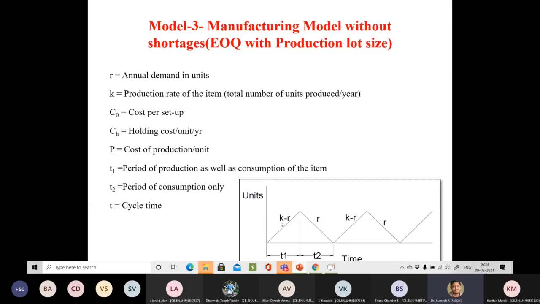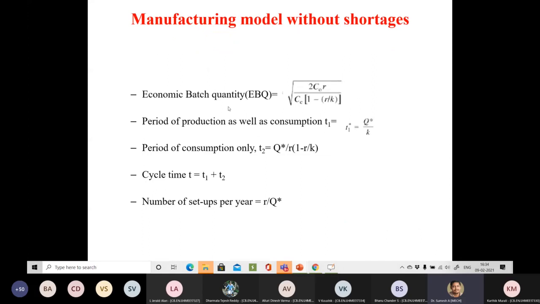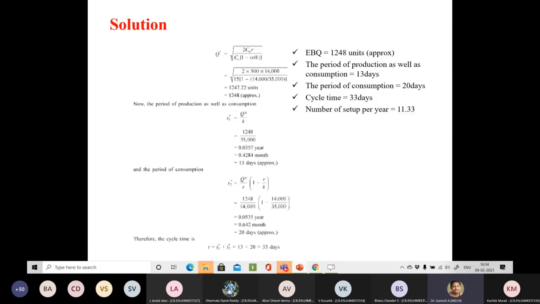Here, instead of economic order quantity, a new term comes into the picture, called economic batch quantity, EBQ. EBQ takes into account the ratio R by K. This is how the manufacturing model without shortage works. This is the third model. If you are interested and have time, you can go through some problems, but these are not mandatory as far as the exam is concerned.